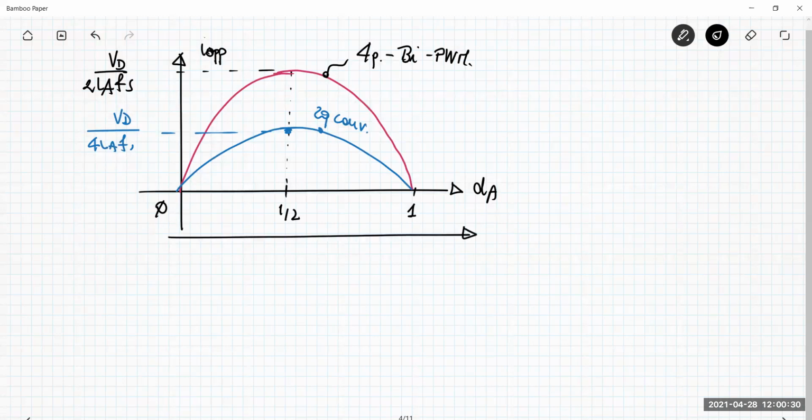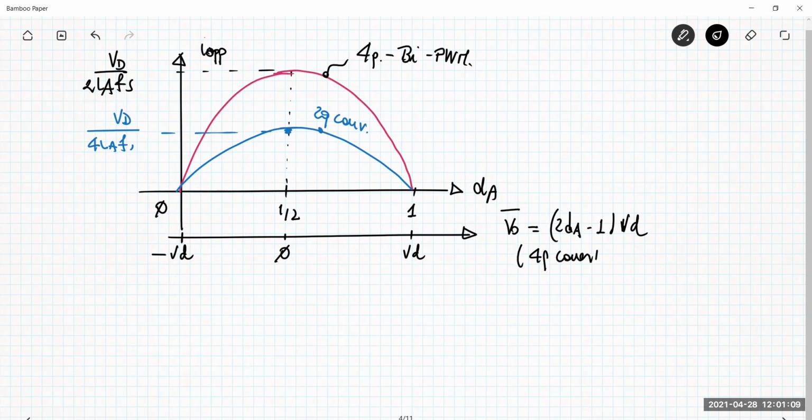The horizontal axis, which is in a duty cycle scale, can also be transformed into the output voltage. V naught is simply 2 da minus 1 multiplied by Vd. So we can get that here you have 0, then you can have Vd, negative Vd here. This is for the four-quadrant converter.